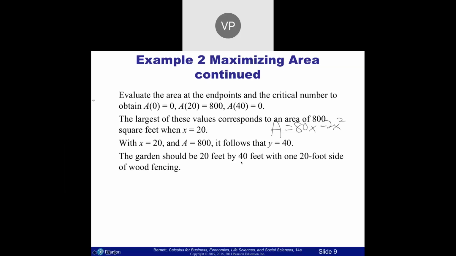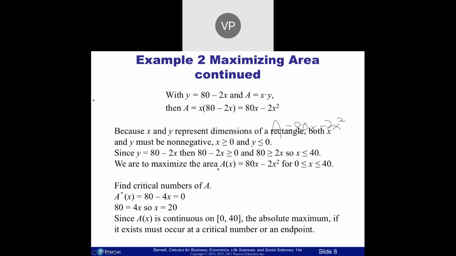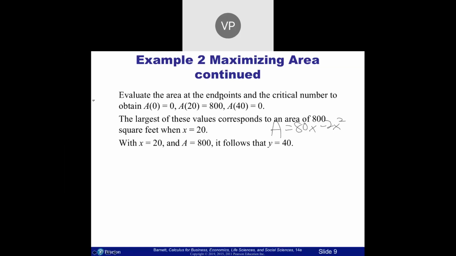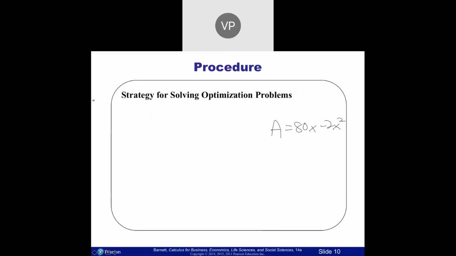And then from there, how did they get the 40? Go back to the equation with x and y. Y equals 80 minus 2x. Once we know x is 20, we can replace that with 20, and we get 80 minus 40. That's where the 40 came from. So that's how they're getting those other dimensions, the side lengths. One of the things you have to worry about is make sure you answer the question. Whatever the question was, make sure that you're exactly answering what they have asked for.